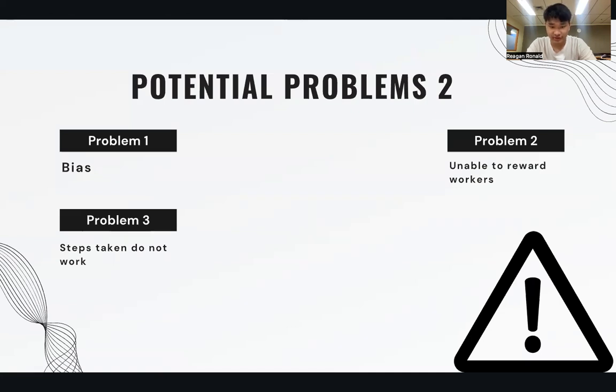Although this sounds good on paper, bias can lead to certain workers getting compensation that they did not earn. This causes other workers to feel inequality, causing arguments in the workplace, which will lead back to a negative work environment. The second problem depends on the sales of the company. If sales are low, then the company may lack resources such as capital to be able to hire and provide new salaries. Lastly, there is a chance that the steps taken may not work at all.